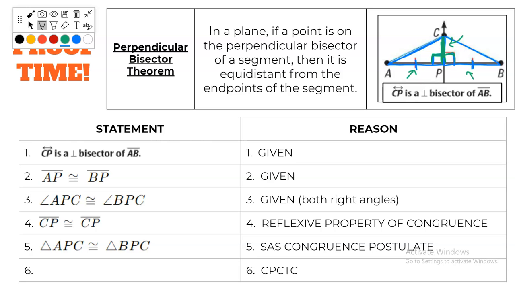So now that we've shown that the two triangles are congruent, we can say that CA is congruent to CB by that amazing CPCTC, corresponding parts of congruent triangles, because we just showed that those two triangles are congruent. Those corresponding parts then are congruent. So that's the last piece, is that CA is congruent to CB, which then makes that perpendicular bisector theorem true, that then it is equidistant from the endpoints of the segment, that piece right there.